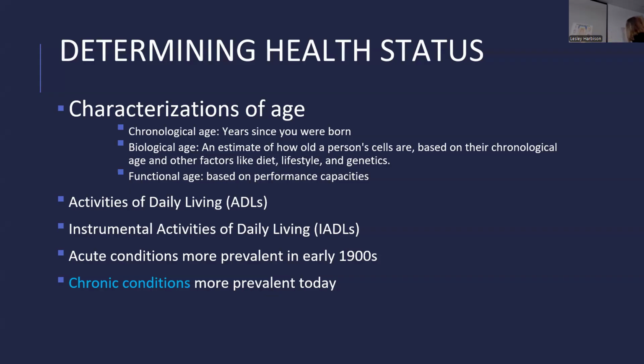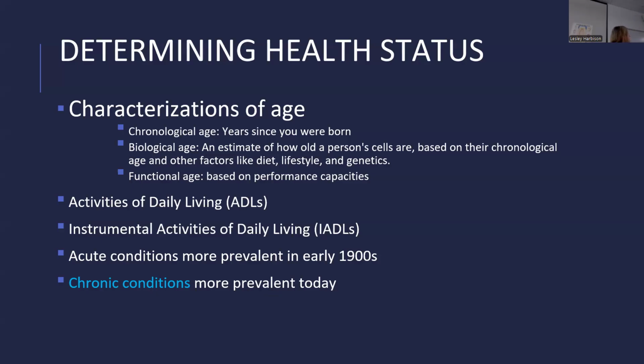And then functional age is based on performance and capabilities. That's just how cognitively sharp are they? How well is their dexterity and their ability to follow directions and understand the importance of things and be able to just do all these different kinds of functional activities? We've heard the term activities of daily living, instrumental activities of daily living. So these are kind of review from almost our first PowerPoint when we were talking about special needs.